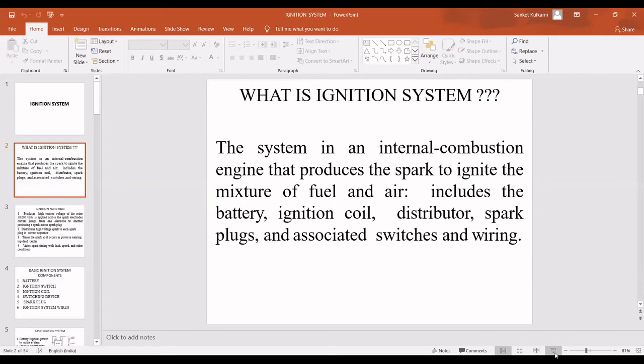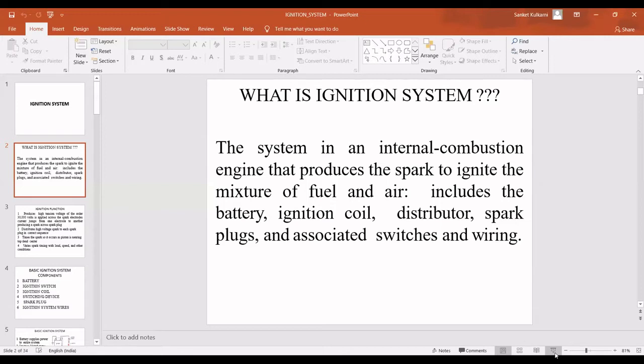The purpose of this ignition system is to generate a high voltage, from a 12-volt battery to more than 30,000 volts, so that the high intensity spark will be produced by the spark plug, which is sufficient to ignite the compressed charge. What is the compressed charge? Air and petrol mixture, which is going to happen at the end of the compression process. This is overall as far as the ignition system is concerned.